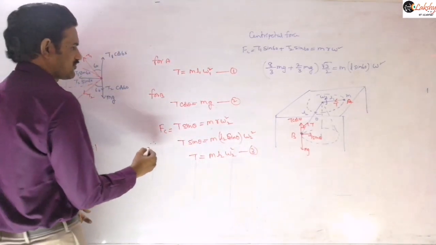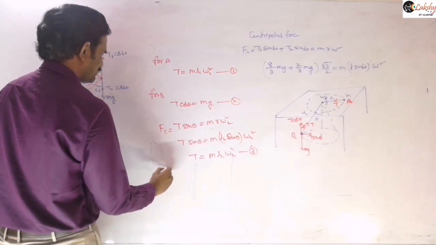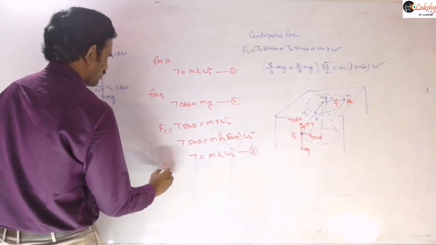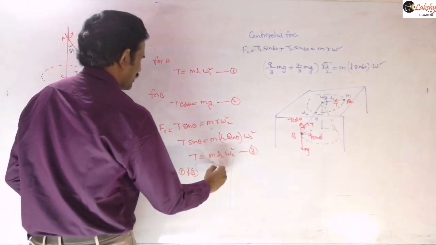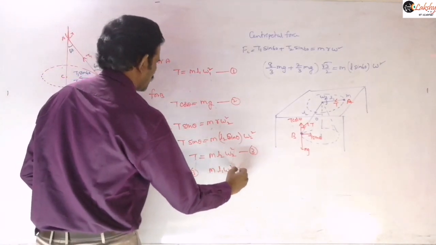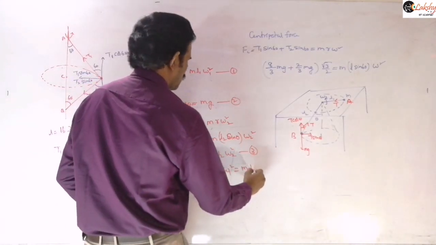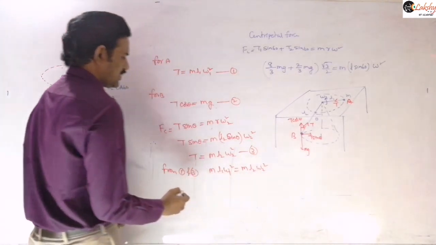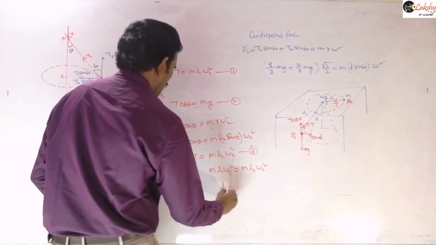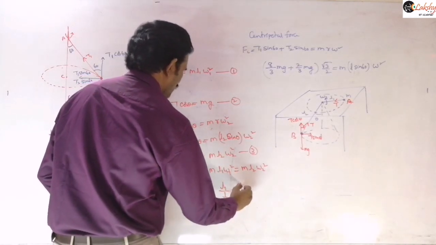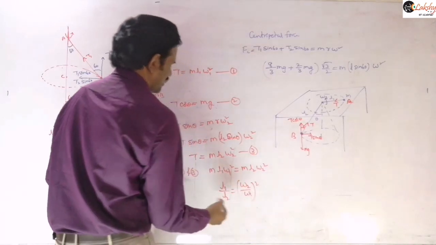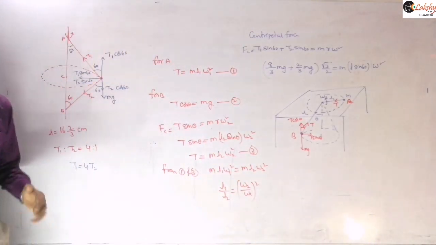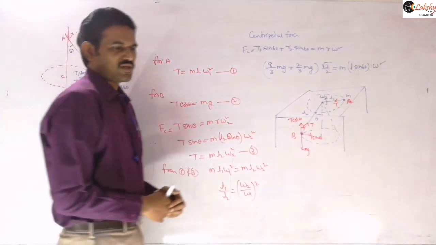So just find equation 1 and equation 3. From 1 and 3 you can write m L1 omega 1 square is equal to m L2 omega 2 square. And therefore the L1 by L2 ratio we can find: this is omega 2 by omega 1 whole square, right? So that will be the required ratio. Like that you can solve the problems based on this conical pendulum.